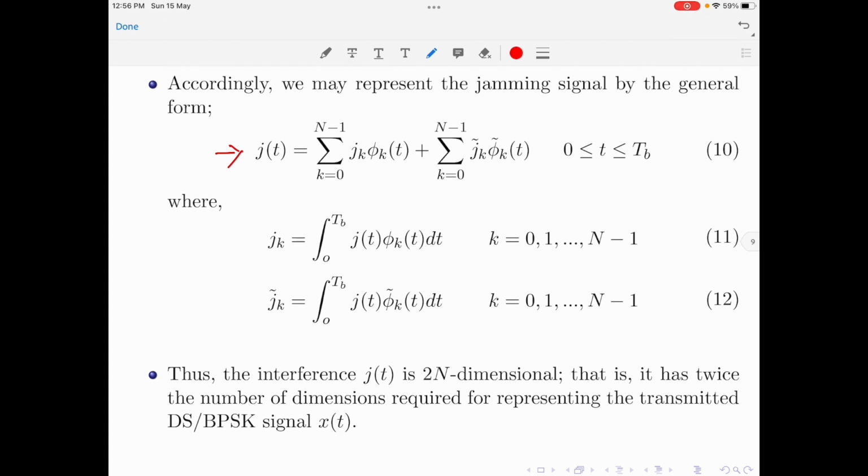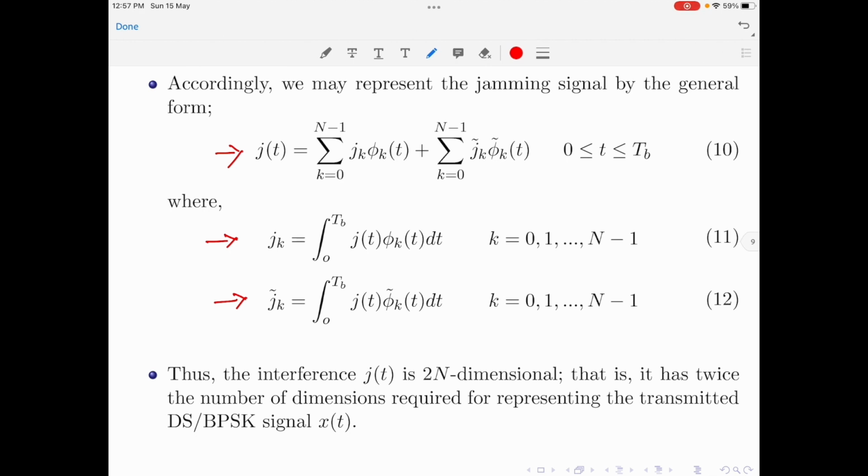which can be given directly by using the second equation of the Gram-Schmidt orthogonalization. That is, jk is equal to integral 0 to Tb j of t into phi k of t dt for k varying from 0 to n minus 1, and jk tilde is equal to integral 0 to Tb j of t multiplied by phi k tilde of t dt for k once again varying from 0 to n minus 1.